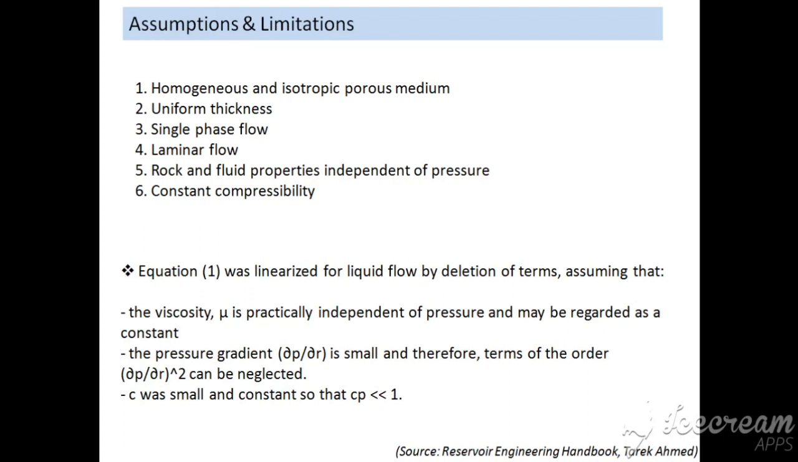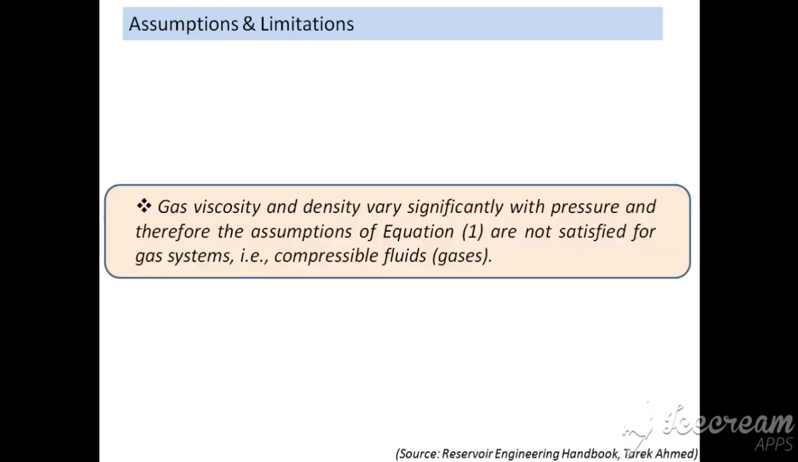As I have told, we have taken some assumptions in between, where viscosity was independent of pressure, so we neglected that term while deriving the diffusivity equation. We also neglected the (del P by del R) square term as well, and we considered that compressibility was very low and less than 1.